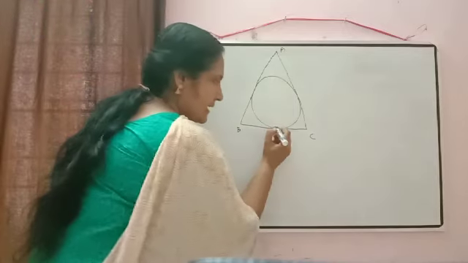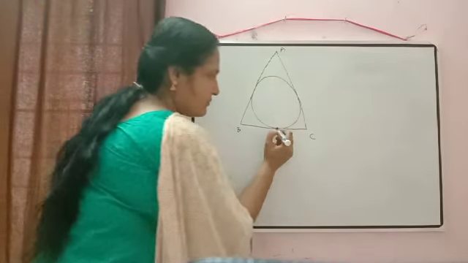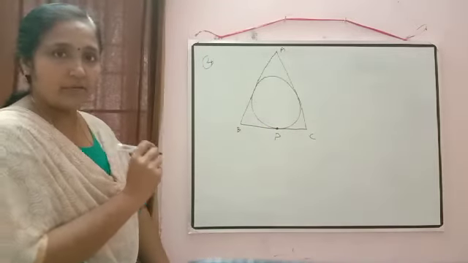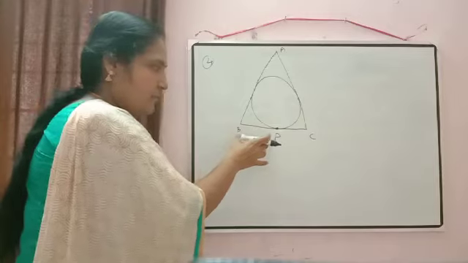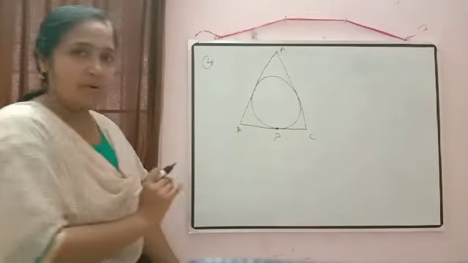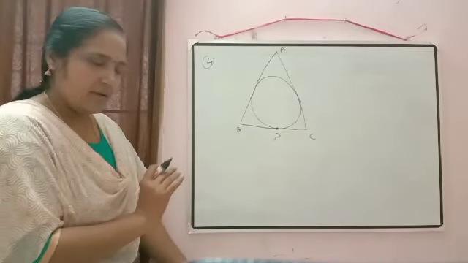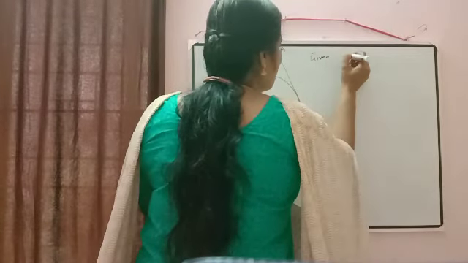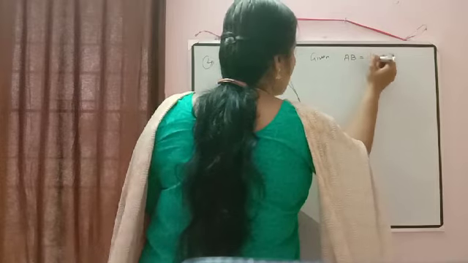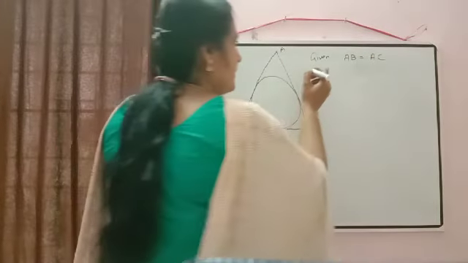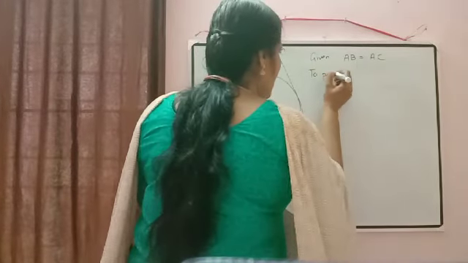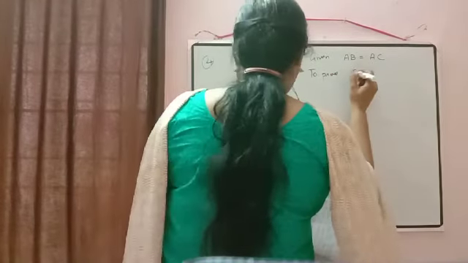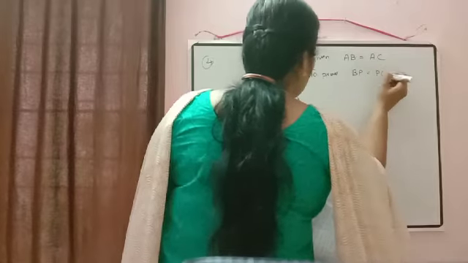So here you can check. This is the point of contact which we have there. So suppose I am marking this as P there. So here what we have to prove? We have to prove BP is equal to PC. Clear? So just write down there, given. What is the condition given in the question? It is given AB is equal to AC. We have to prove. Just write down there, to prove. What we have to prove? We have to prove BP is equal to PC.